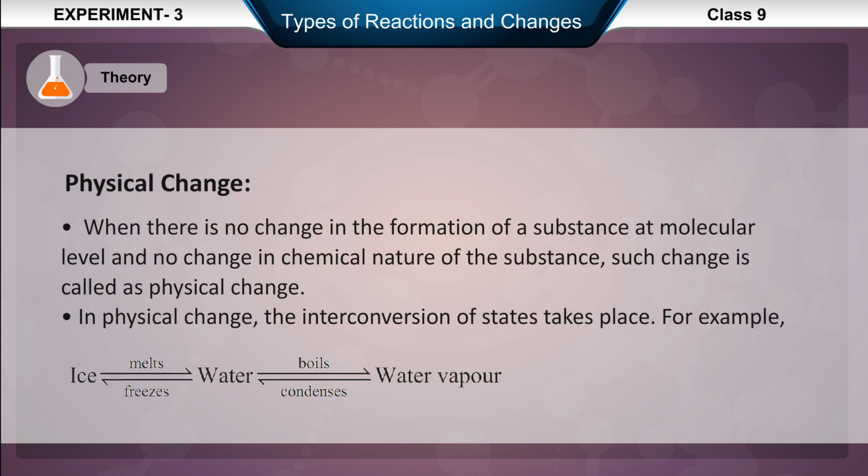Theory. Physical change: when there is no change in the formation of a substance at molecular level and no change in chemical nature of the substance, such change is called a physical change. In physical change, the interconversion of states takes place. For example, when ice melts, it is converted to water, which further could be converted to water vapors upon boiling. These vapors could condense back to water upon cooling and consequently to ice again by the process of freezing.